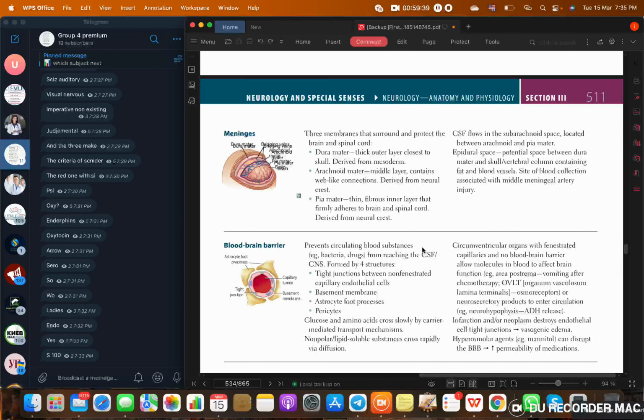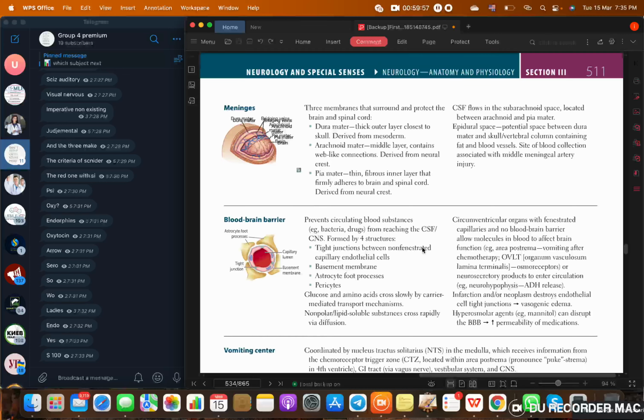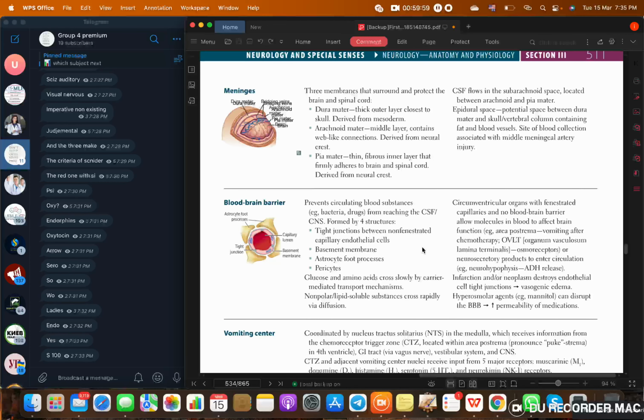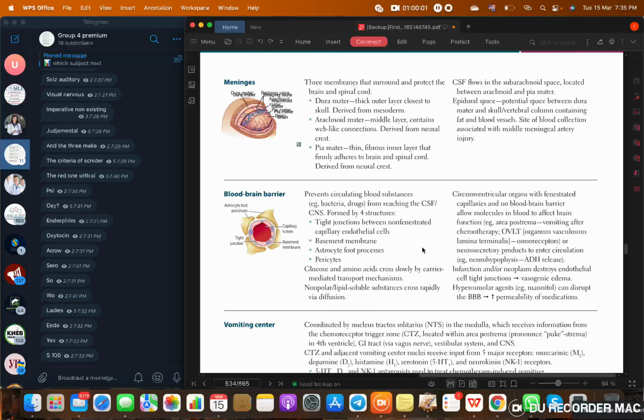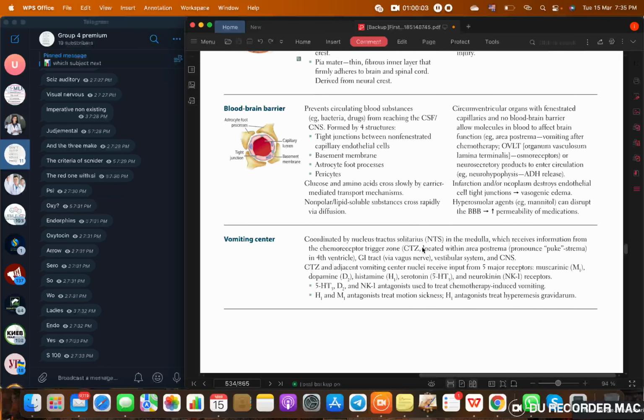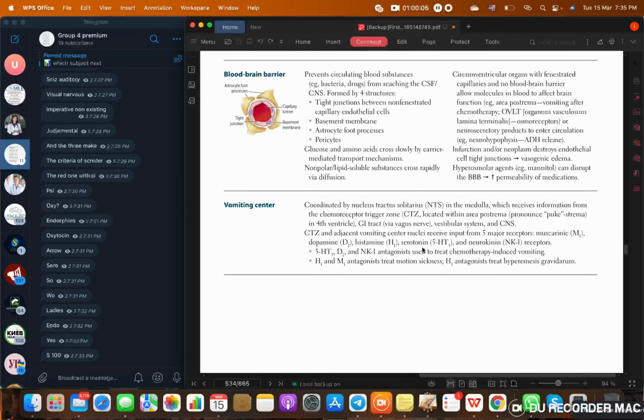Okay, potential space between the dura mater and the skull/vertebral column, containing fat and blood vessels. Not the blood vessels of the brain, however. It's the blood vessels of the meninges, the dura mater. Sites of blood collection associated with middle meningeal artery injury. Okay, so that's an epidural hematoma, which is most commonly due to trauma.